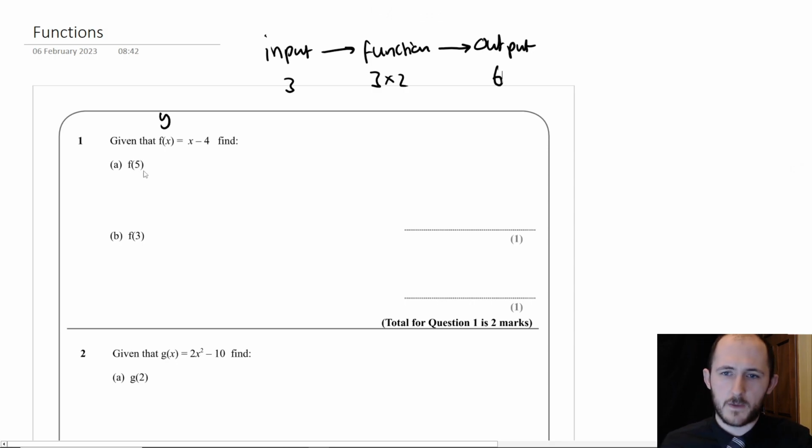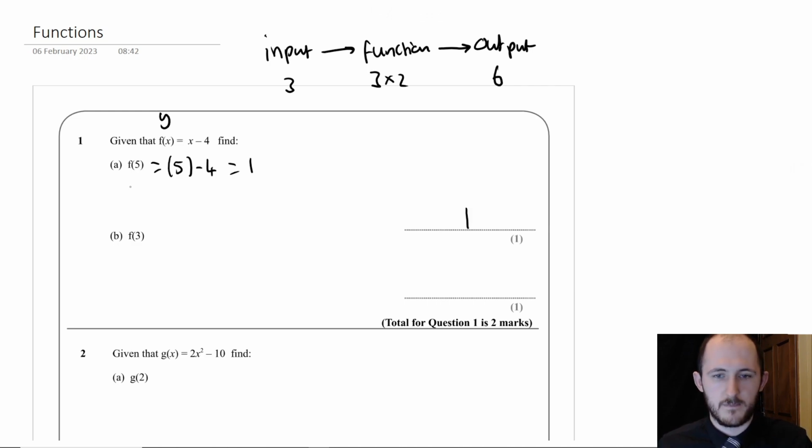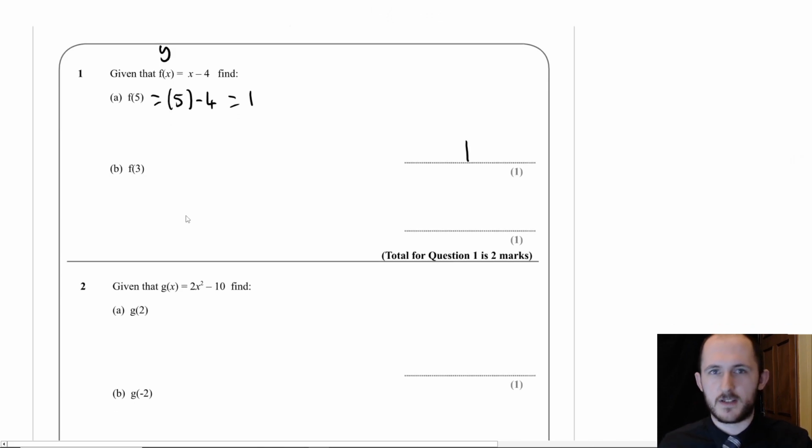So for example, with this first question, if you look, when you want to sub in a number, all you do is you change the x for that number. So all this means is we're substituting in 5 in place of x, and we just get 1. Is that okay? So depending on how much you've done functions in the past, that might be okay, or it might be a bit tricky. But is that all right so far? Good, yeah. Cool.